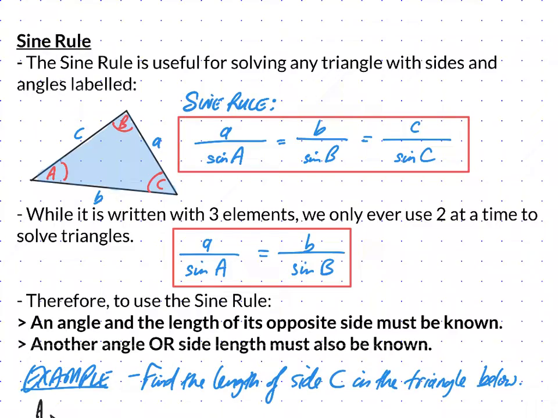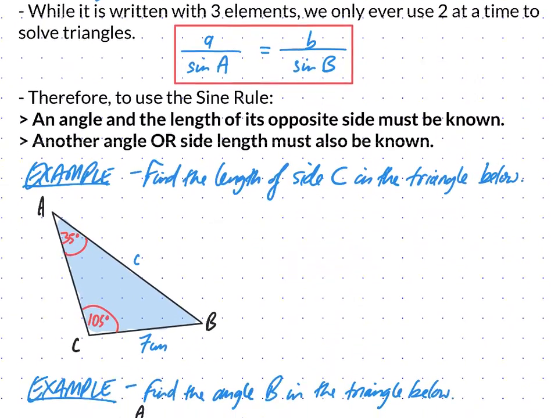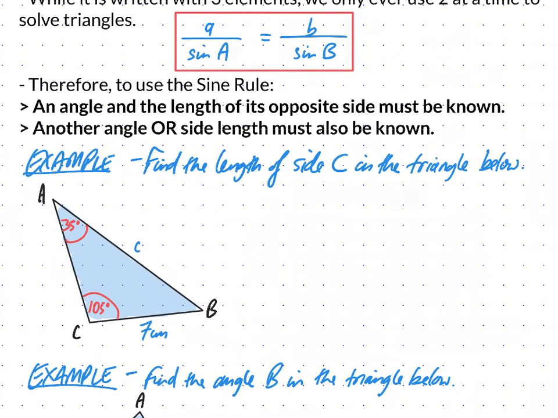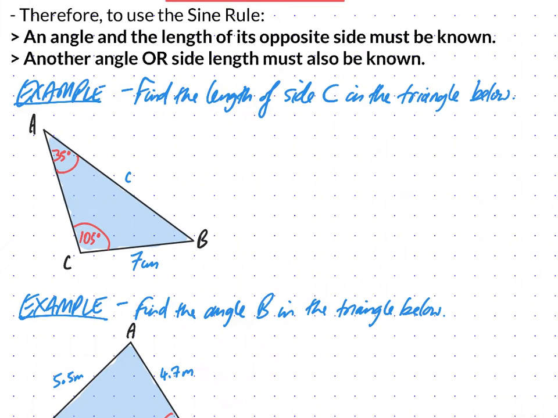So to use the sine rule, there's a very specific condition that you need to have. You have to have an angle and the length of its opposite side. You need to know those things. And also you need another angle or another side length to be known as well. It's the only situation that you can use the sine rule. So let's do an example of finding the length of a side.